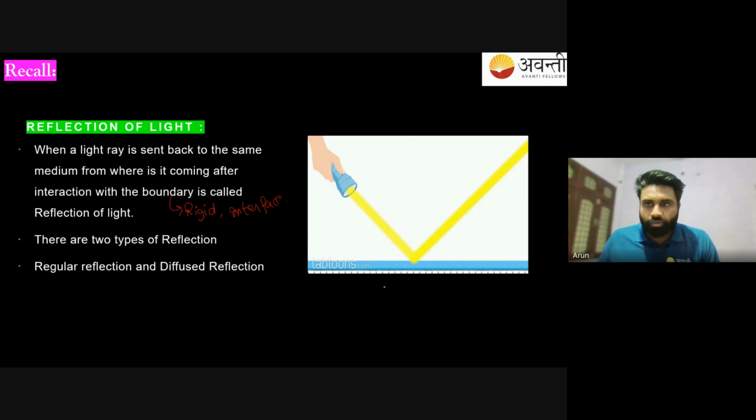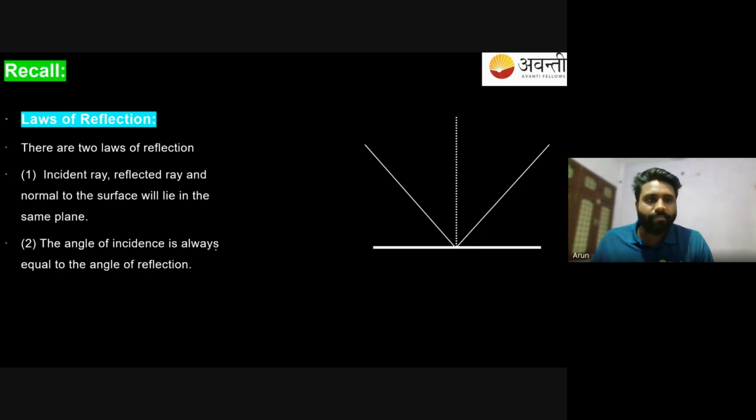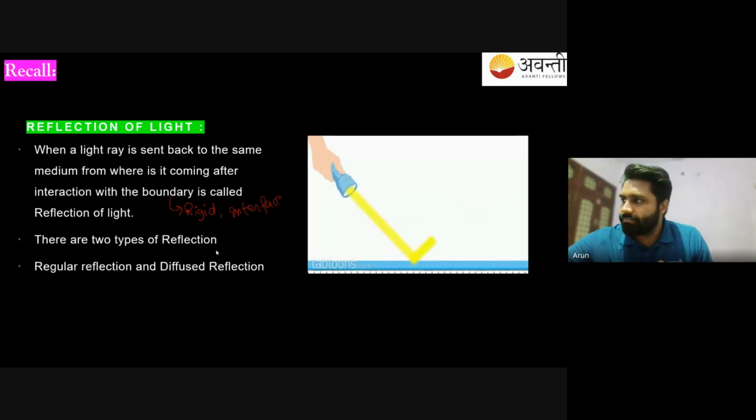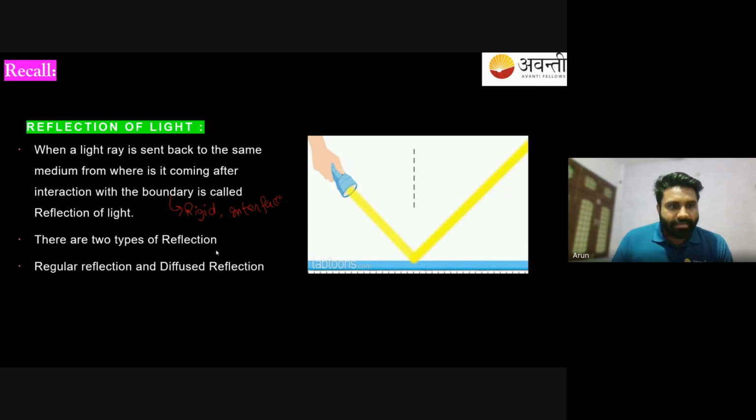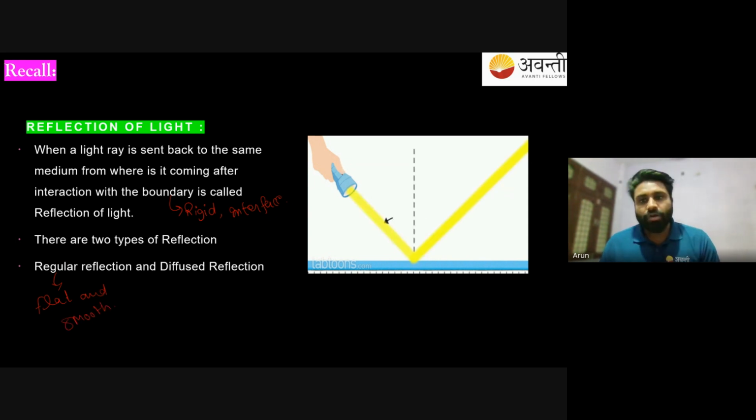Two types of reflection that we have. First one is the regular one and second is the diffuse reflection. So what is regular reflection? Regular reflection is nothing but when the reflection is taking place from a smooth, flat surface. That is regular reflection. All the properties that we have learned in properties of light will be applicable to it. The frequency, wavelength, intensity will not change.